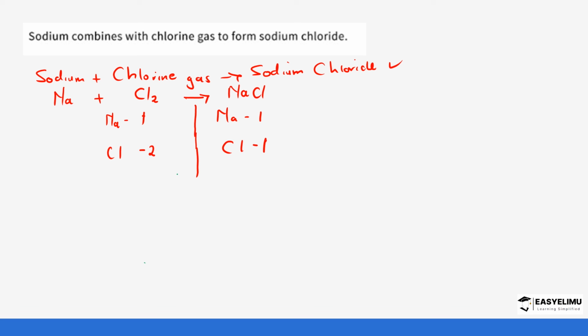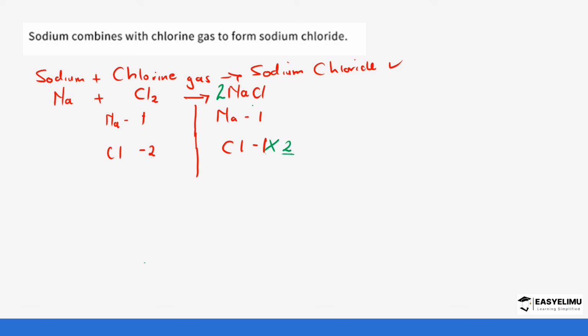So the first thing we do, we go to the product where we have one chlorine. We have to make it 2. How do we make our 1 to be 2? We multiply by 2. The moment we do this multiplication, the 2 that we have just multiplied becomes a coefficient. We are going to place this 2 on the compound where chlorine belongs to. And chlorine belongs to sodium chloride. So we do not put this 2 on only chlorine. We place it on the whole compound. So we will put this 2 in front of sodium chloride.